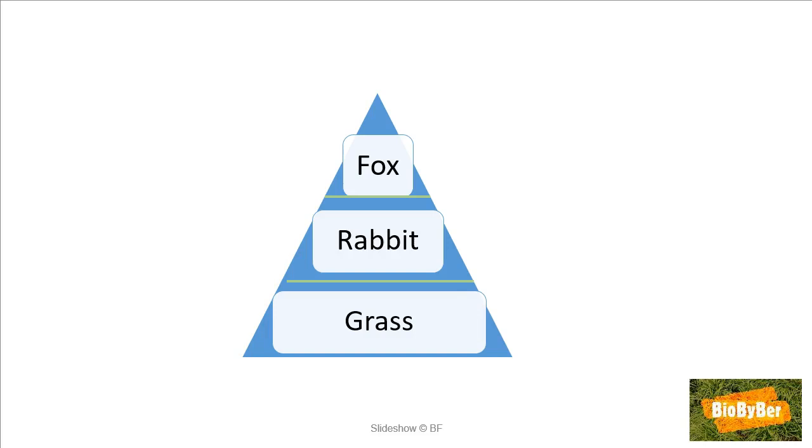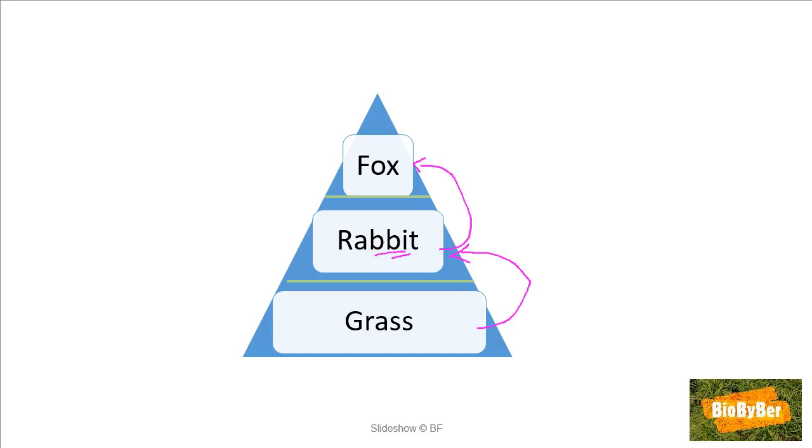There is a high energy loss at each trophic level. Remember, only 10% of the energy in the grass will be passed on to the rabbit because a lot of the energy in the grass is used up in respiration. The rabbit then will only pass 10% of energy on to the fox. The rabbit will use up the energy in respiration, in movement and in waste. So there's very little energy left to maintain a top consumer.